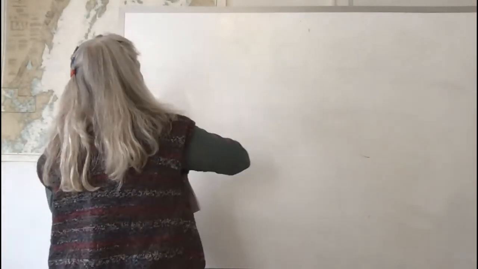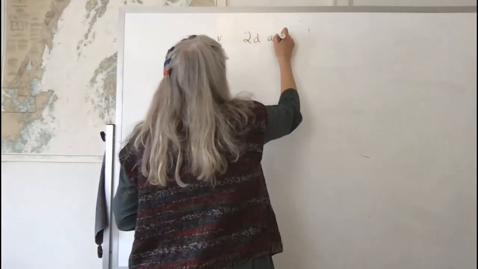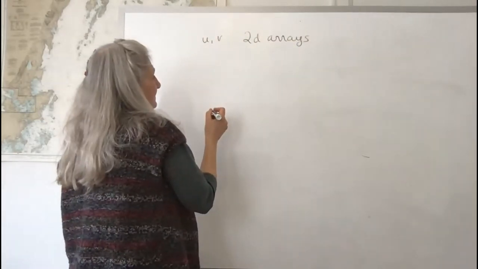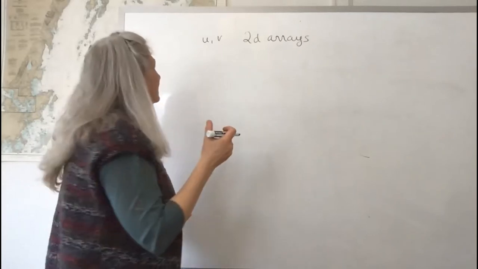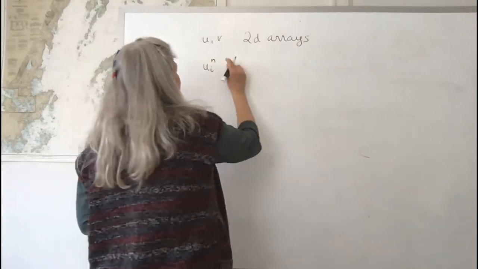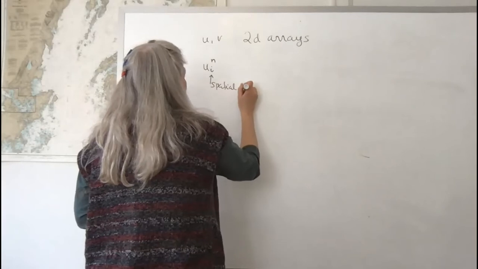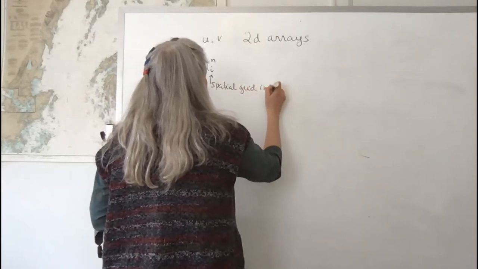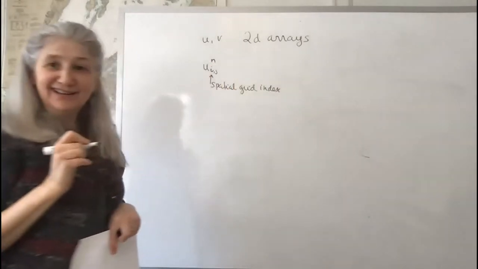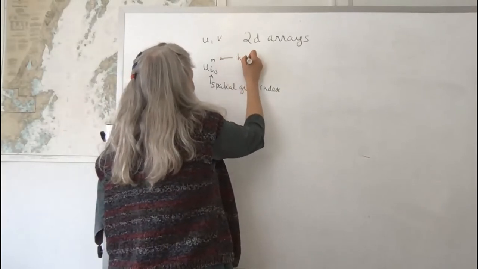Okay, so we have U and V are both going to be 2D arrays. And so those are the concentrations. So we have U, i, n, and this is going to be the spatial grid index. Oh, except that I'm in 2D, so I have to have i, j in fact, right? So instead of 1D, and this is the time step.